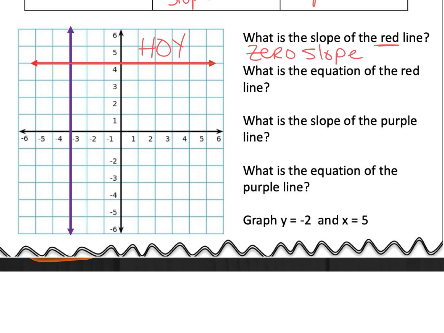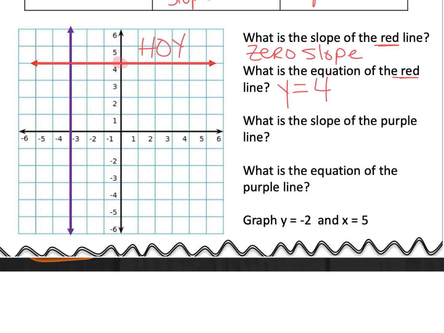All right. What is the equation of the red line, right? What does the y stand for in OI? Y equals. Look at where this line is crossing the y-axis. What number is that on the y-axis? Just like we do for domain and range, right? Y equals 4. There is our equation.